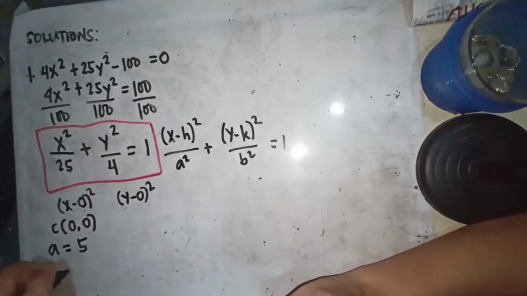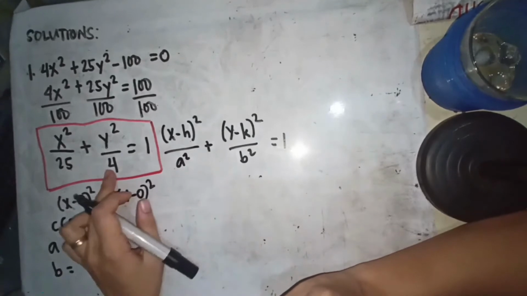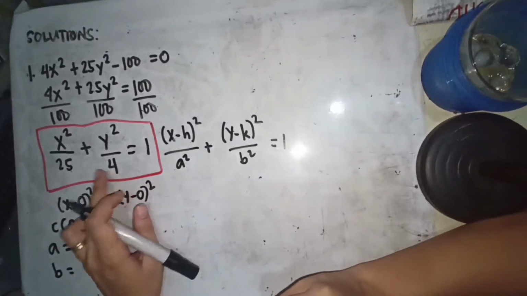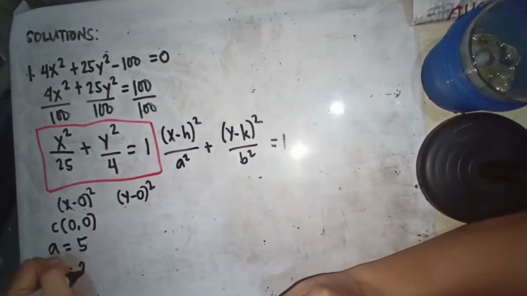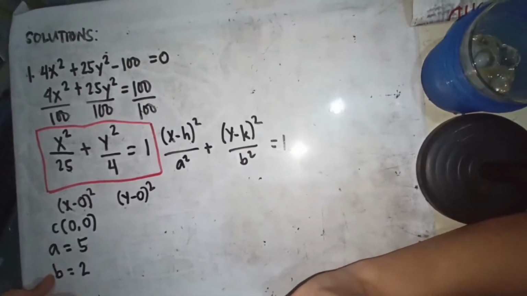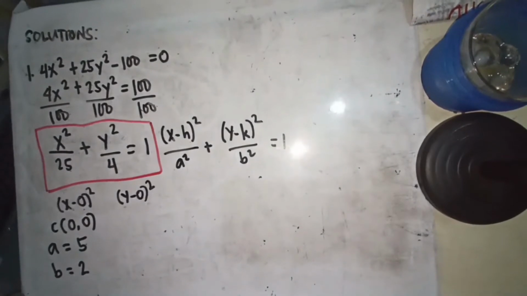For b, okay, same. We have b squared that is equals to 4. To get the value of our b, we just take the square root. So we have square root of 4, we have 2. So our b is 2. Okay, we now have the center, distance A, and distance B. We can now find the other points.